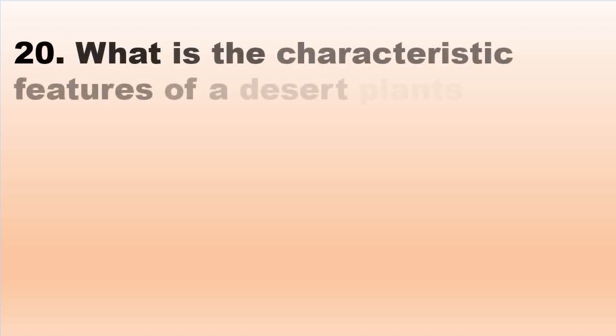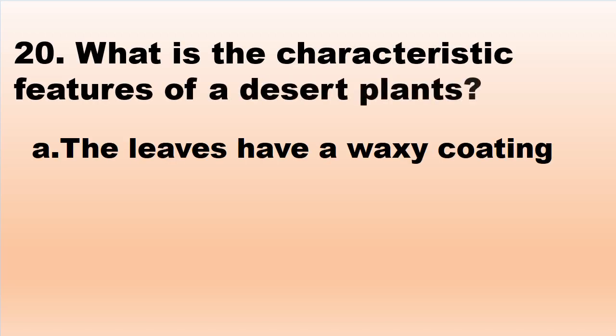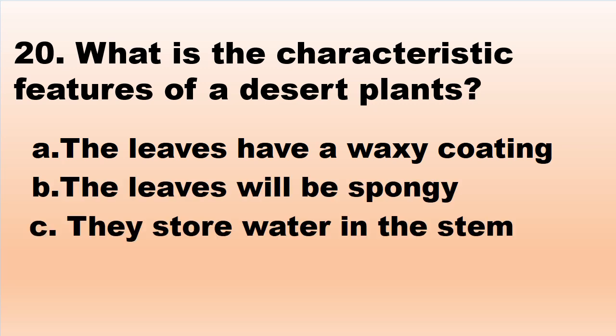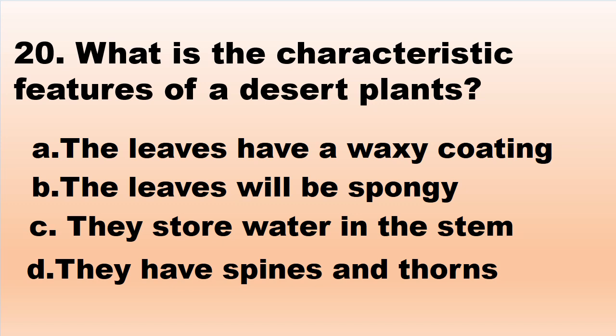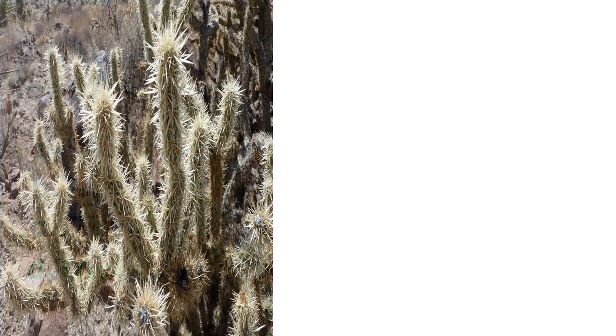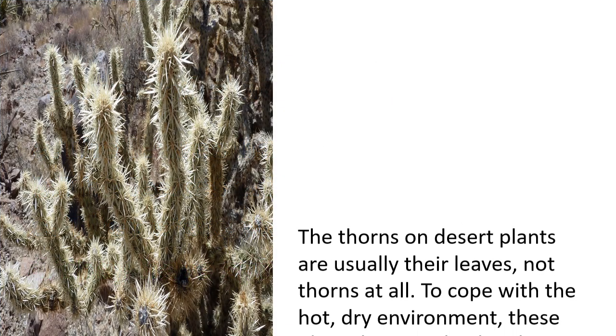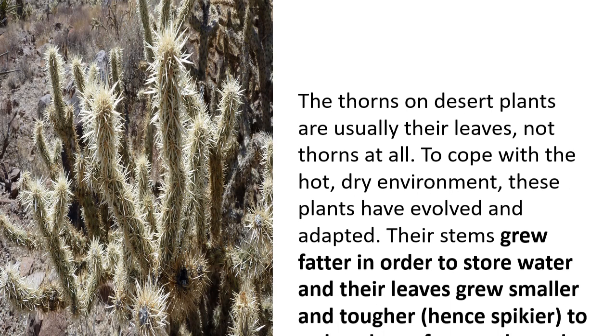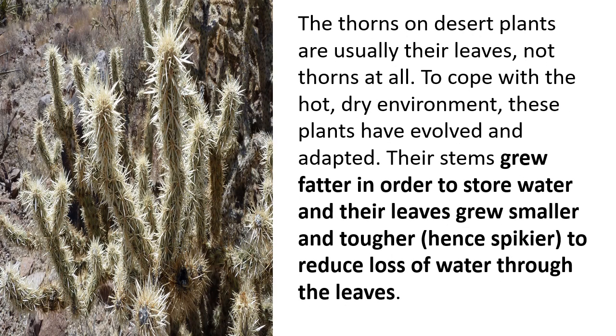What are the characteristic features of a desert plant? Leaf has a waxy coating. The leaves will be spongy. The leaves store water in the stem. They have spines and thorns. The thorns on desert plants are usually their leaves, not thorns at all. To cope with the hot, dry environment, these plants have evolved and adapted. Their stems grew faster in order to store water, and their leaves grew smaller and tougher to reduce loss of water through the leaves.